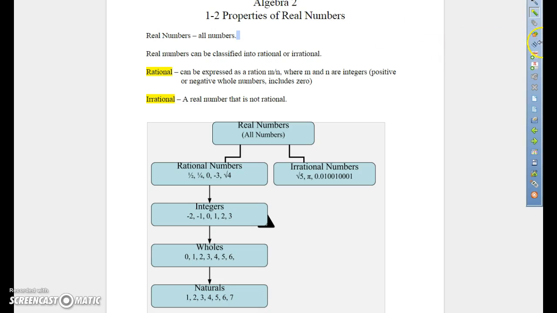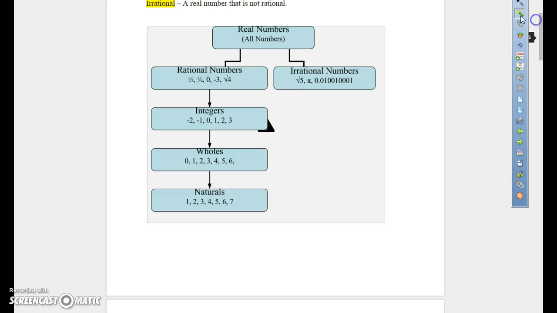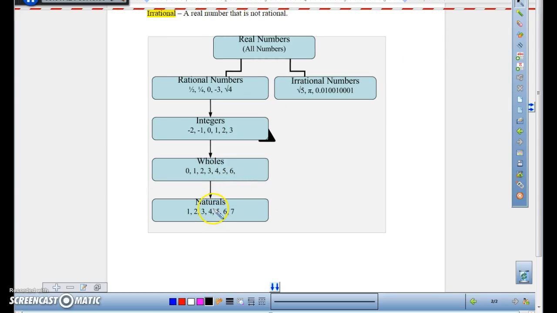And let me scroll this down a little bit for you guys so we can see the rest of the chart. There we go. Natural numbers are positive numbers, whole numbers without 0. And the way that your book represents these, there's a symbol for each one of them. Real numbers are represented by an R. Rational numbers are represented by a Q. Irrational numbers are represented by an I.